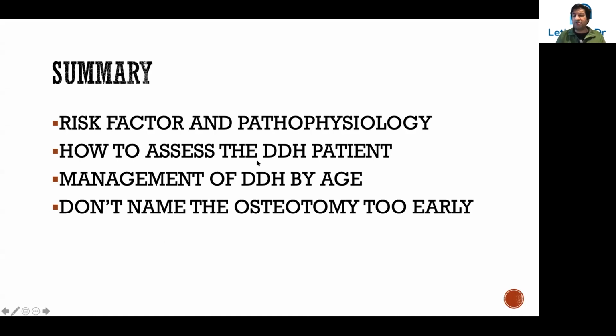You need to know how to assess the DDH patient. So remember my triple assessment: history, examination, radiology, okay? In the younger kid, less than 6 months, you're thinking baby ultrasound, not universal screening. 6 months onwards, you're thinking basically X-ray. Management of DDH by age. And remember, the key point of the osteotomy question, don't name the osteotomy too quickly, okay? It's all about using generic terms: reconstruction, salvage, volume reducing, and redirectional, okay?